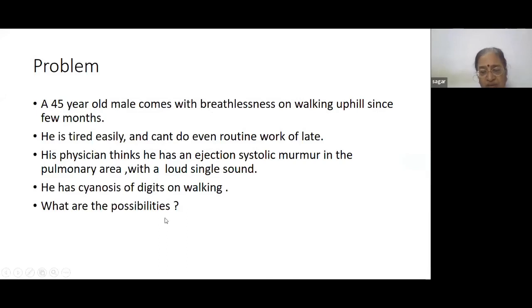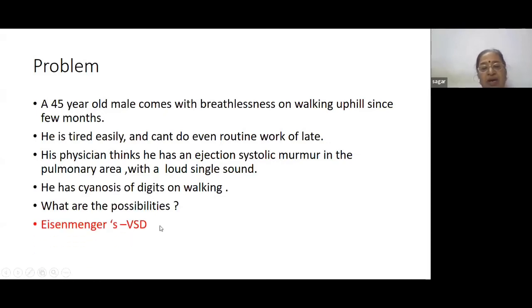What are the possibilities? So he's a 45-year-old male coming with breathlessness. He's got an ejection systolic murmur in the pulmonary area with a loud single sound. Okay, you have to find out what this sound is. If you think it is P2, then yes, an ejection systolic murmur with a loud P2 is pulmonary artery hypertension. But he's got cyanosis also. So what are your possibilities?